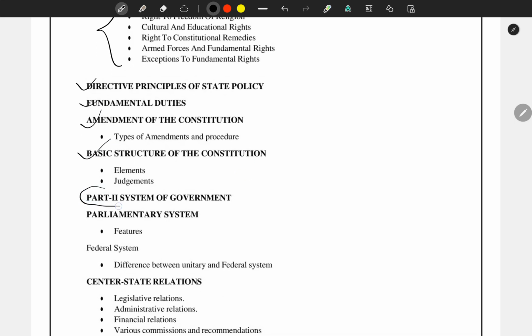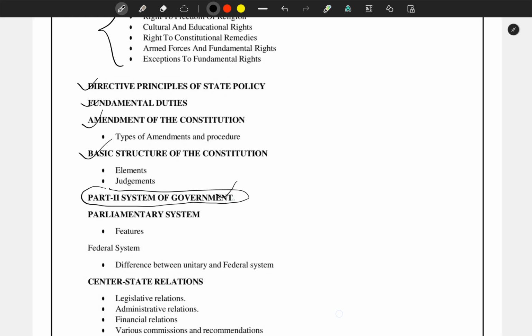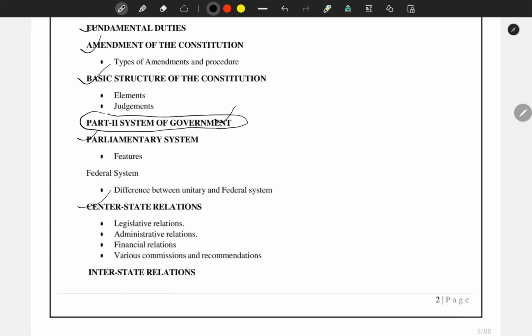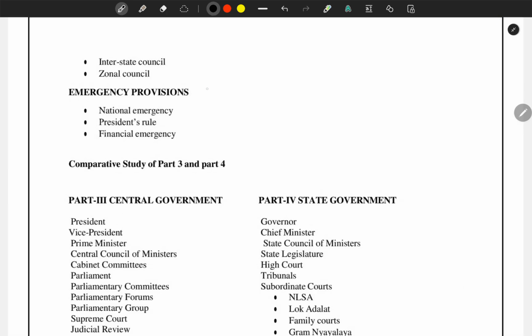Then in part 2 of the book, which will be dealing with the system of government, what are the major components of the government. In that particular system of government we will be dealing with parliamentary system, we will be dealing with center-state relations, interstate relations as well. Then emergency provisions will be covered. This is a very important topic.